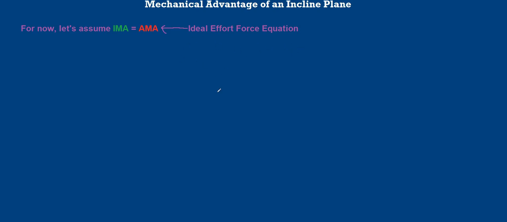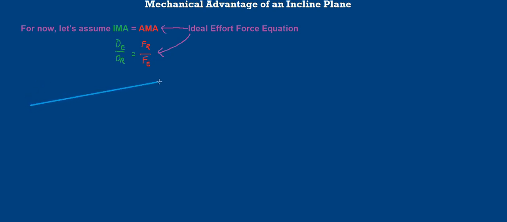And of course, if we say that our IMA is equal to our AMA, then we can say that our DE over DR is equal to our FR divided by our FE, or I like to call it our Deers are free equation. And it's important to note that this is no different than IMA equals AMA. These are the exact same formula. This is just a different way to write the ideal effort force equation. In other words, this is just a second version of this equation. But let's go ahead and give this formula a try.